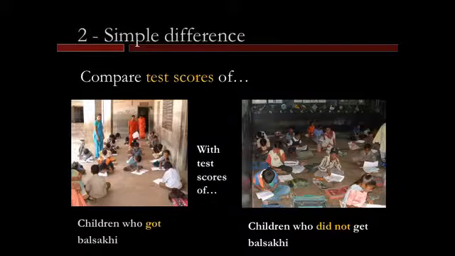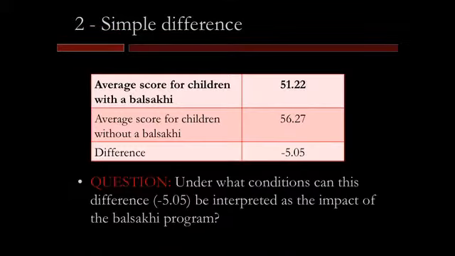Let's compare test scores of children who were in classes that had the Balsaki teacher with test scores from children who didn't have the Balsaki teacher. As we saw before, the final test score is 51.22 for those who did have the extra tutor, and for those who didn't, it was 56.47. So under this way of looking at the program, we actually see a decrease of negative 5 points.